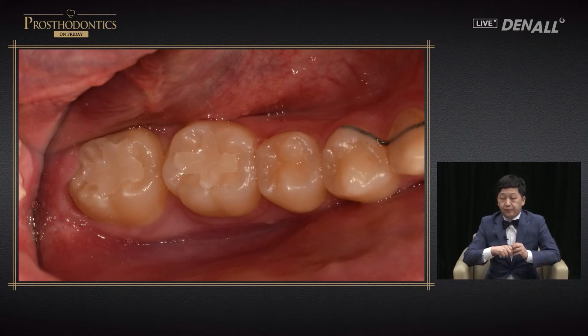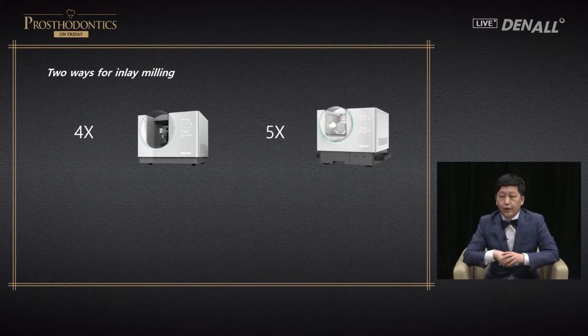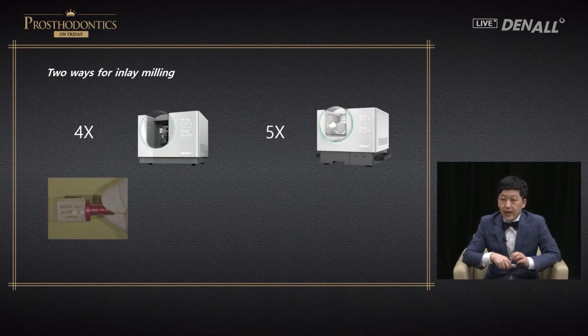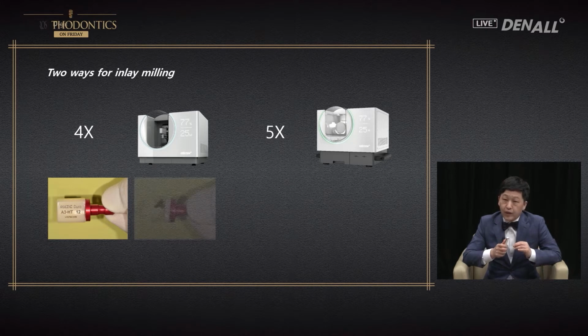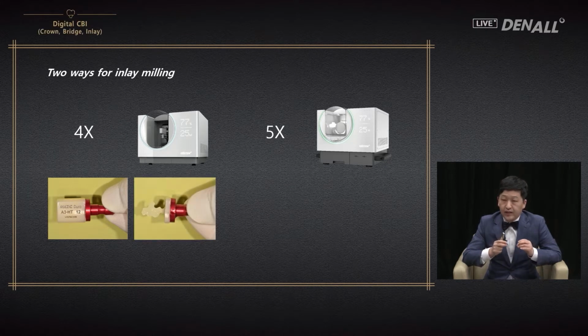You need to check whether the inlay has passive fit. What is important here is there's two methods to mill inlay. First, you can use 4-axis milling machine, and another is to use 5-axis milling machine. When you use 4-axis milling machine, you use block. When you do this, the connector is connected here. If the connector is in the contact area, when you do try-in, it is very difficult to find the right contact.